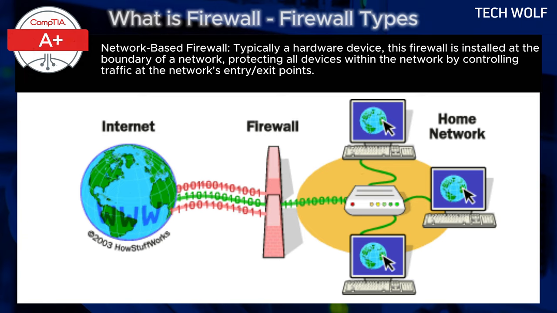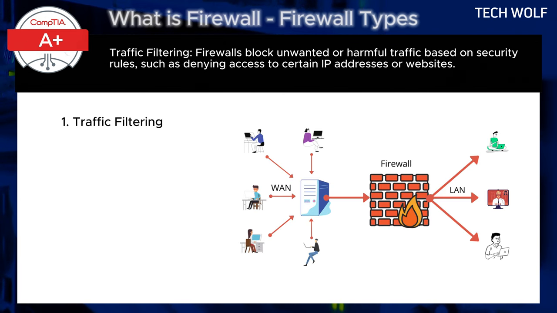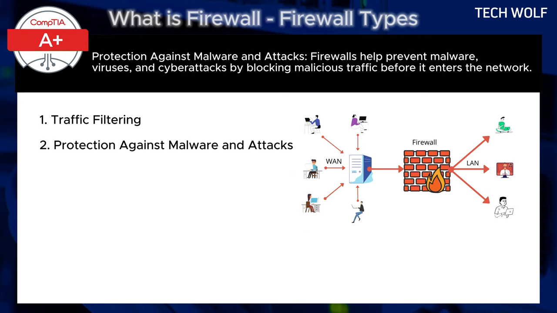Similarly, if an attacker tries to breach the company's network, the firewall blocks those attempts, protecting the internal system from cyber attacks. And here are firewall functions. Traffic filtering. Firewalls block unwanted or harmful traffic based on security rules, such as denying access to certain IP addresses or websites, protecting against malware and attacks.